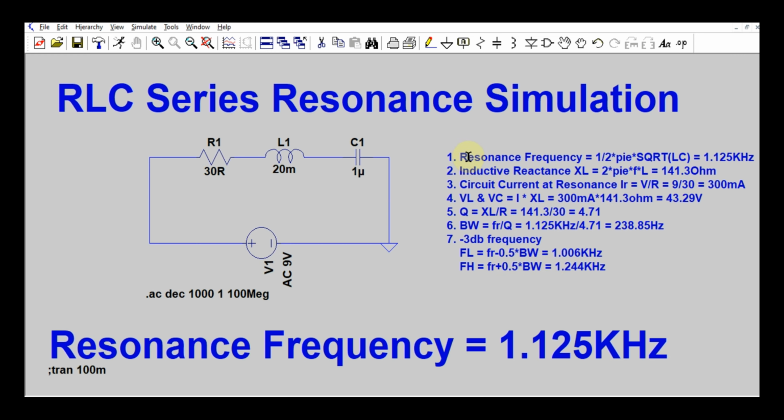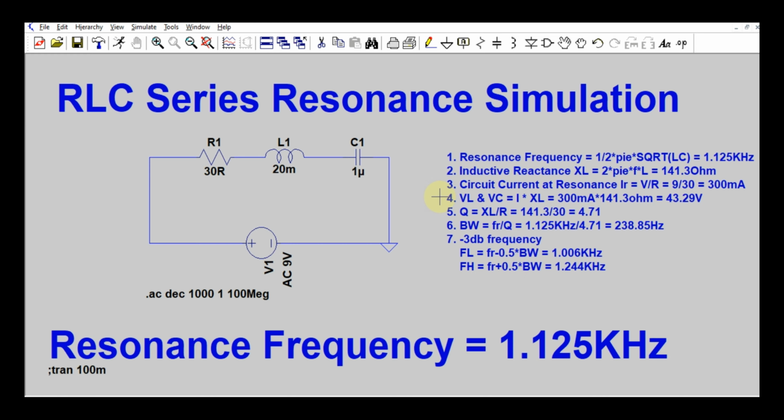So all these 7 parameters I will show in the simulation waveform in the experiment, so don't worry about that now. Okay, so hope you understand the RLC series resonance circuit. How will you calculate different parameters in a very short manner, right? These parameters, starting from 1 to 7, are very important and are sometimes asked in the university examination.